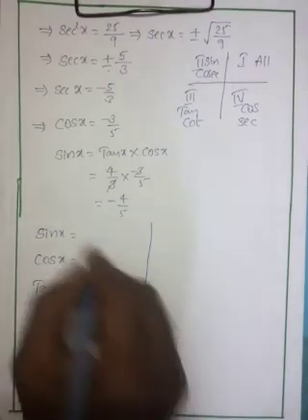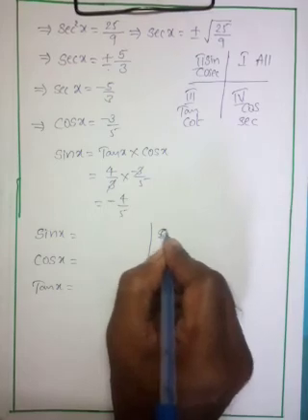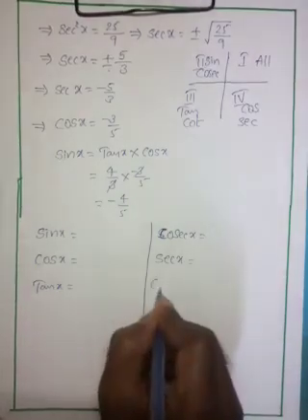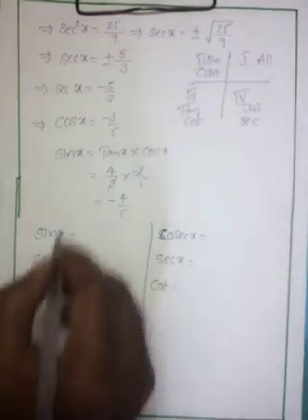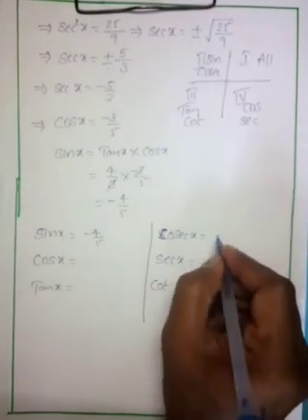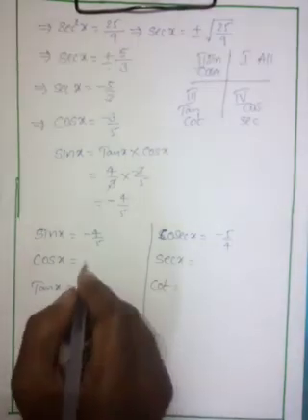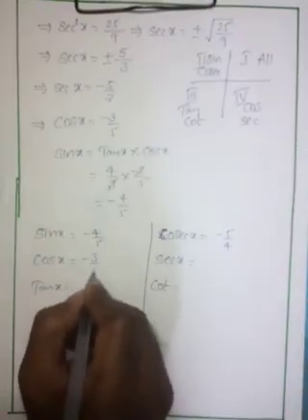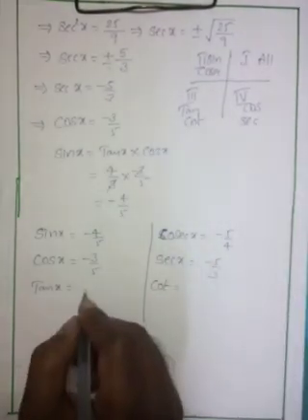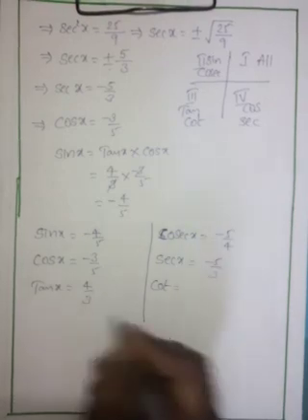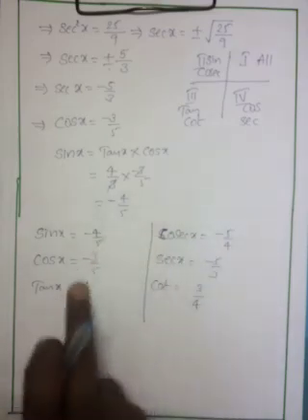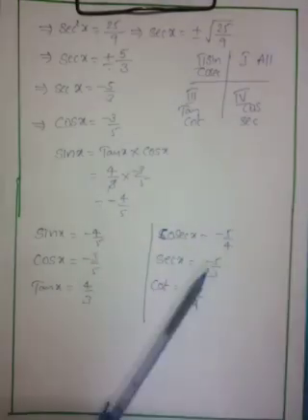So finally I am writing here all the trigonometric values: sin x, cos x, tan x, and their reciprocals cosecant x, secant x, and cot x. What is the value of sin x? Minus 4 by 5. What is the cosecant of x value? Minus 5 by 4. What is the value of cos x? Minus 3 by 5. What is the value of secant x? Minus 5 by 3. What is the value of tan x? 4 by 3. What is the value of cot x? 3 by 4. We got the values of all 6 trigonometric functions. Understood, my children? Right.